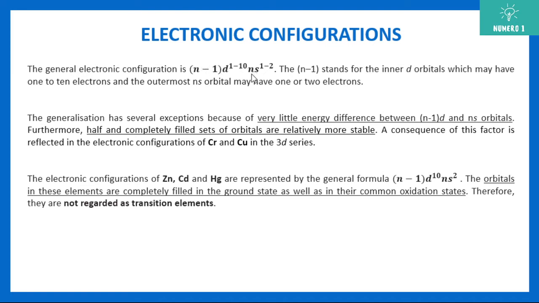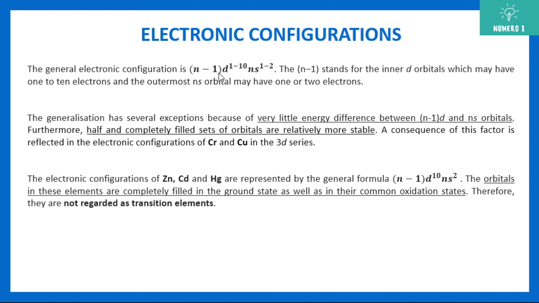When n is, let's say, 5, n minus 1 will be 4. So that is your 4d series, and so on. So this here is the general electronic configuration. You can see d is starting from 1 to 10, and the s can take 1 or 2 electrons inside.